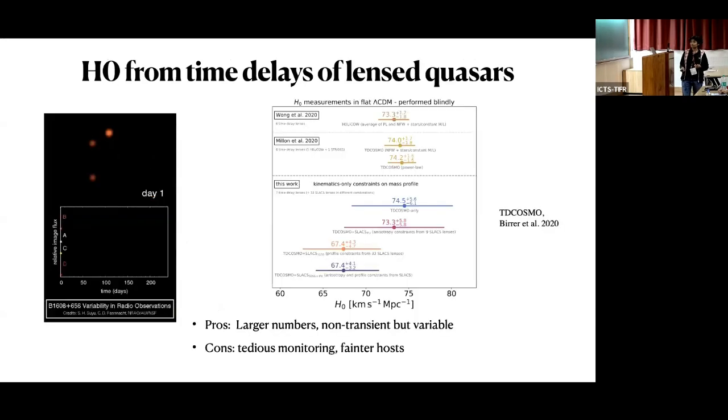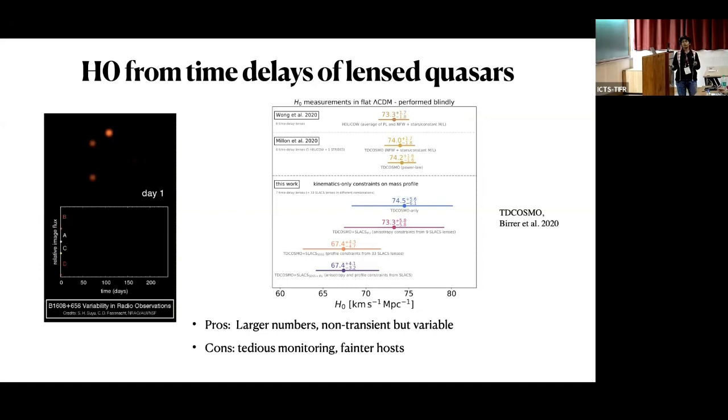Initially, Refsdal had supernovae in mind. However, as luck would have it, there were lots of lensed quasars around, which are much more easily accessible, and they also have intrinsic variability, because of which you can actually measure these time delays. So historically, people have been looking at the time delays of lensed quasars and using them to constrain the Hubble constant.